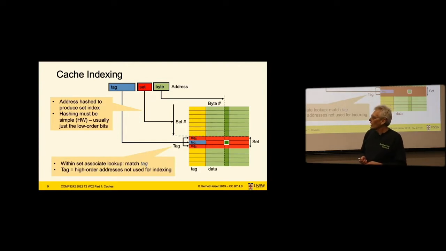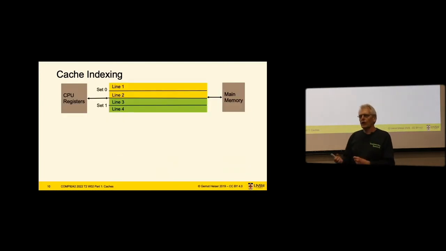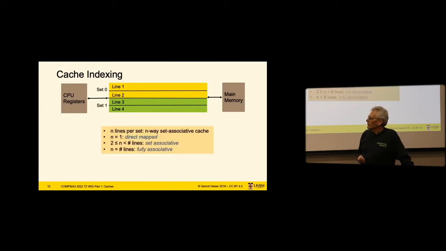Okay, so now I said, depending on how big your sets are, you get different kinds of caches. If we have set sizes of one, then we talk about a direct mapped cache, in which case the set concept doesn't really exist, right? You have an index, you immediately point to a line, and you either have a hit or a miss.